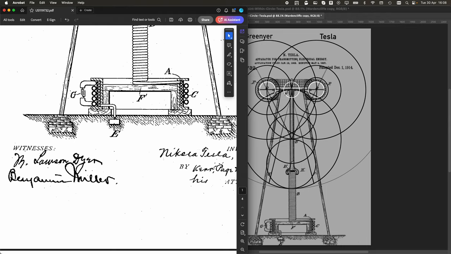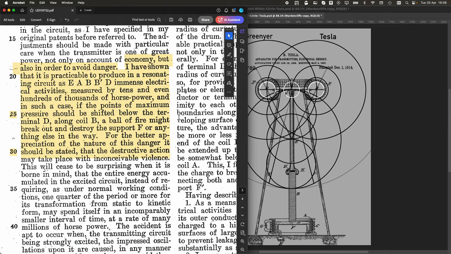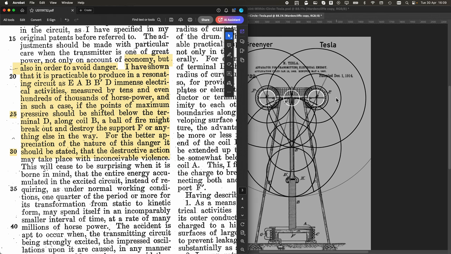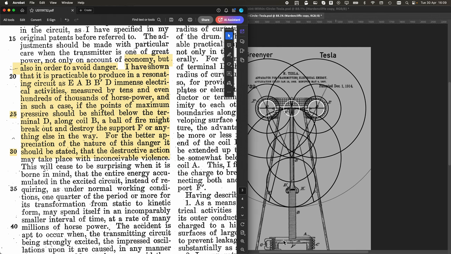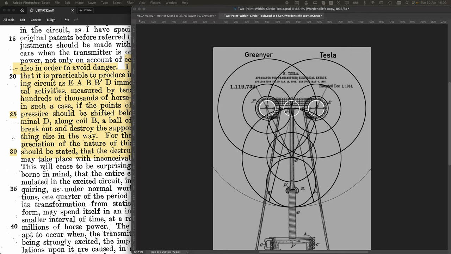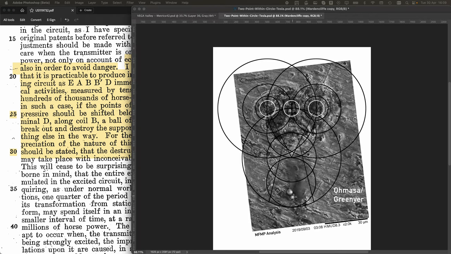But if you actually go to see what he actually says, measured by tens and even hundreds of thousands of horsepower, and in such case, if the point of maximum pressure should be shifted below the terminal D. Okay, so the maximum pressure, he's saying, doesn't make sense because I have always argued that this is falling apart, this tungsten is falling apart and producing a strontium sphere here, and this carbon film here, and matter is being pulled up into here, disassembled and pulled up to here, with this overall yang force down here and the kind of yin and yang going on up here.